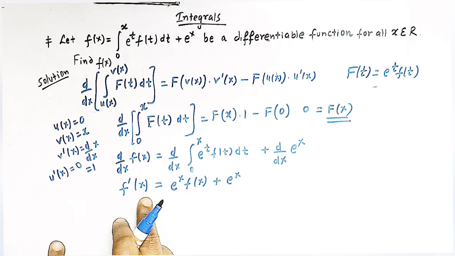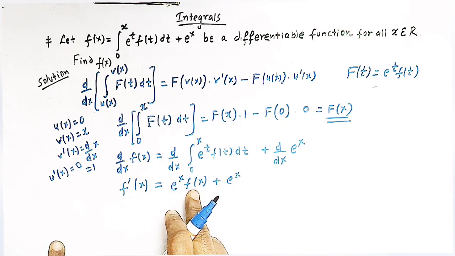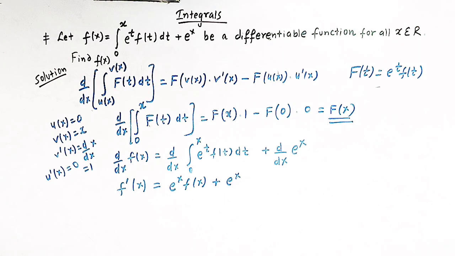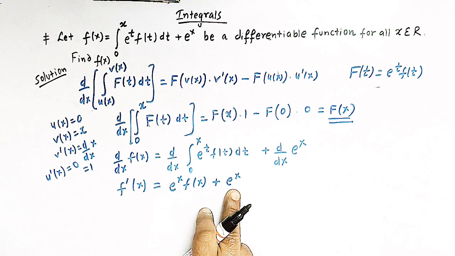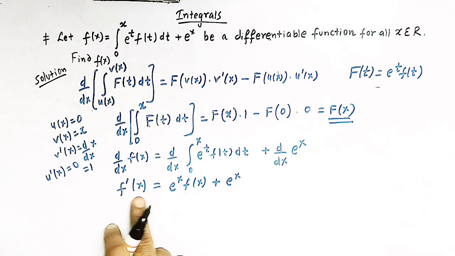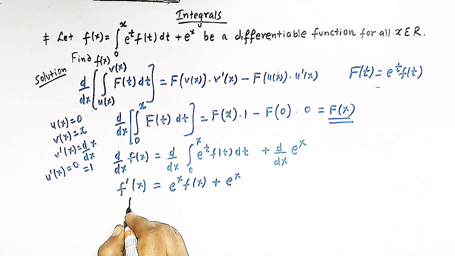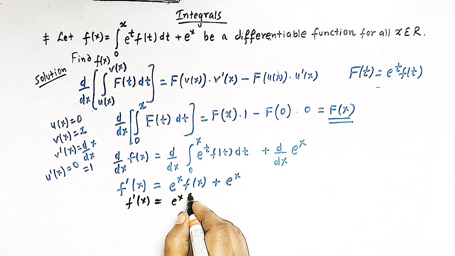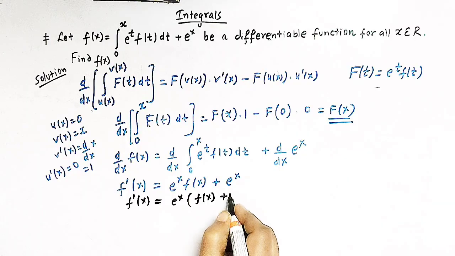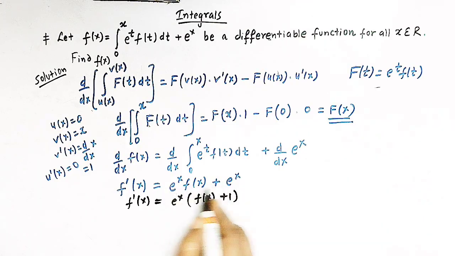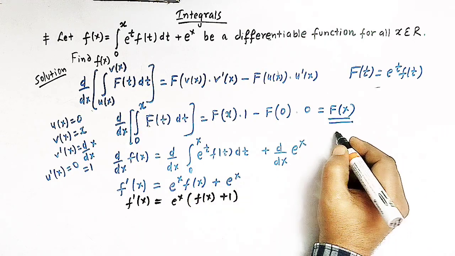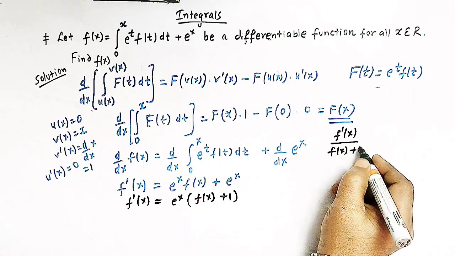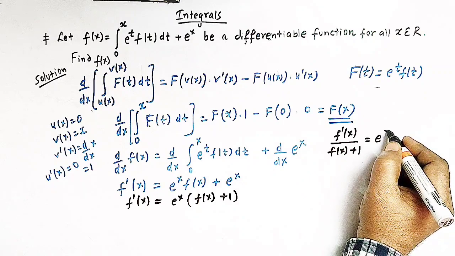So f prime of x is equal to e raised to x times f of x plus e raised to x. So now this is a differential equation, right? So let us rearrange the terms, so we can now write f prime of x is equal to e raised to x times f of x plus 1, taking e raised to x common. And now we can write f prime of x over f of x plus 1 is equal to e raised to x.